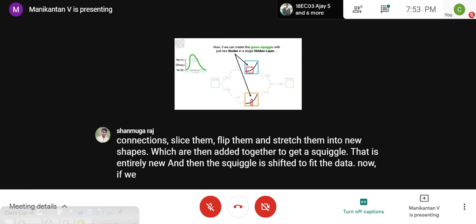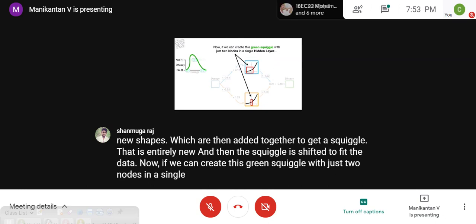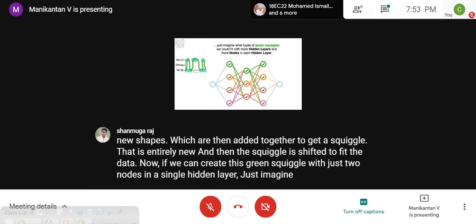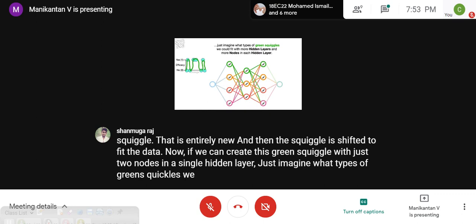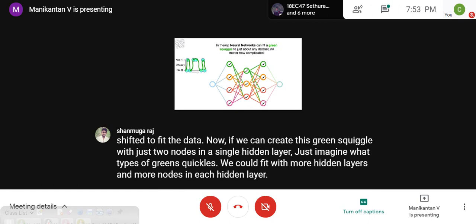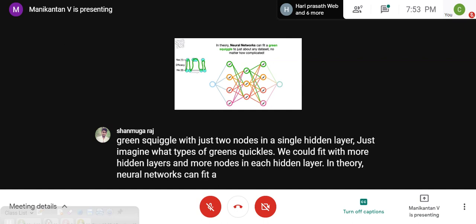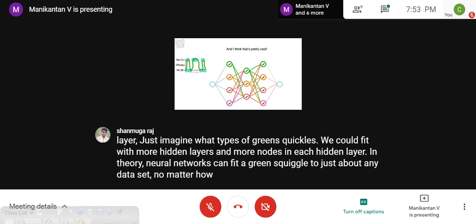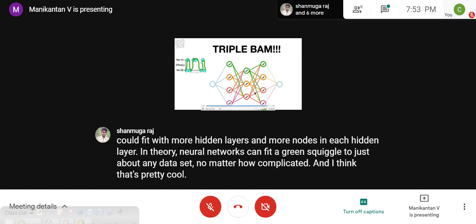Now, if we can create this green squiggle with just two nodes in a single hidden layer, just imagine what types of green squiggles we could fit with more hidden layers and more nodes in each hidden layer. In theory, neural networks can fit a green squiggle to just about any data set, no matter how complicated. And I think that's pretty cool. Triple bam!